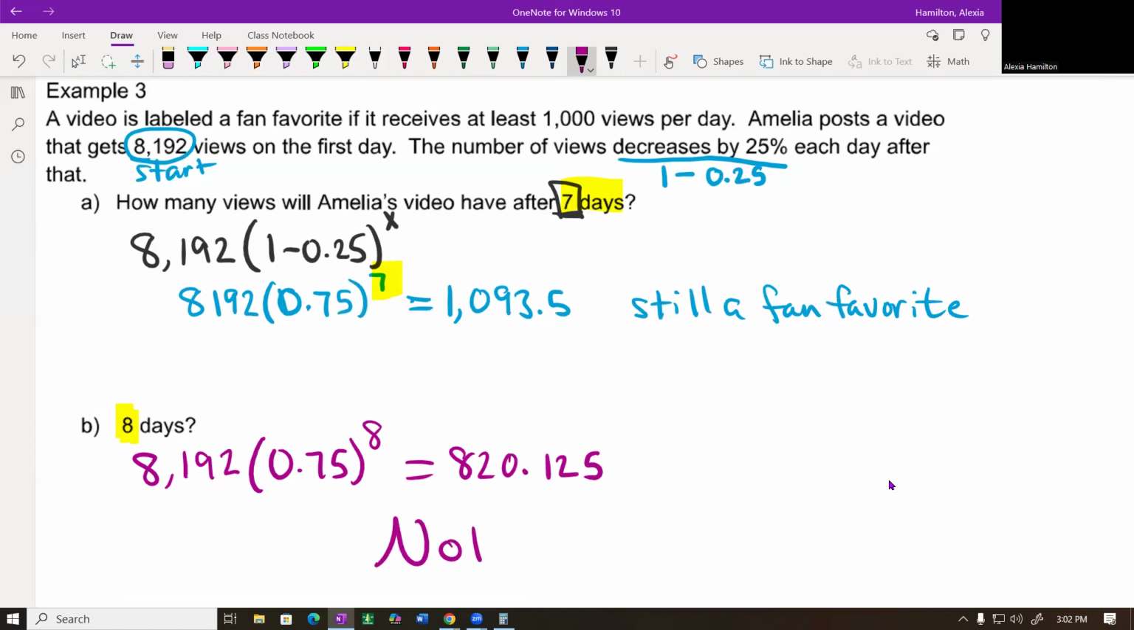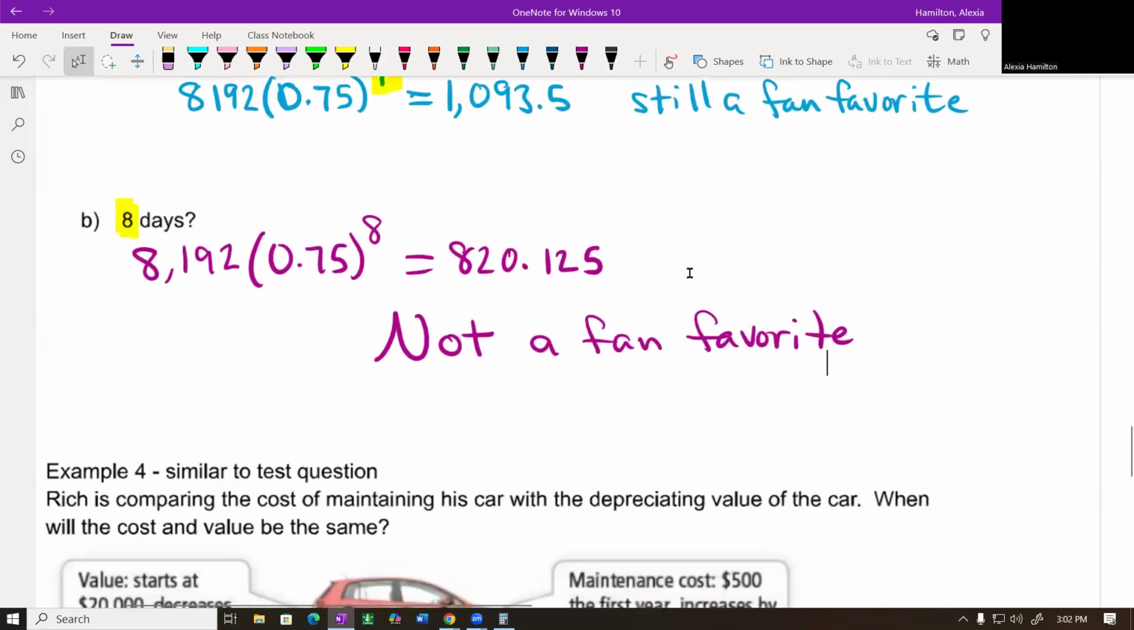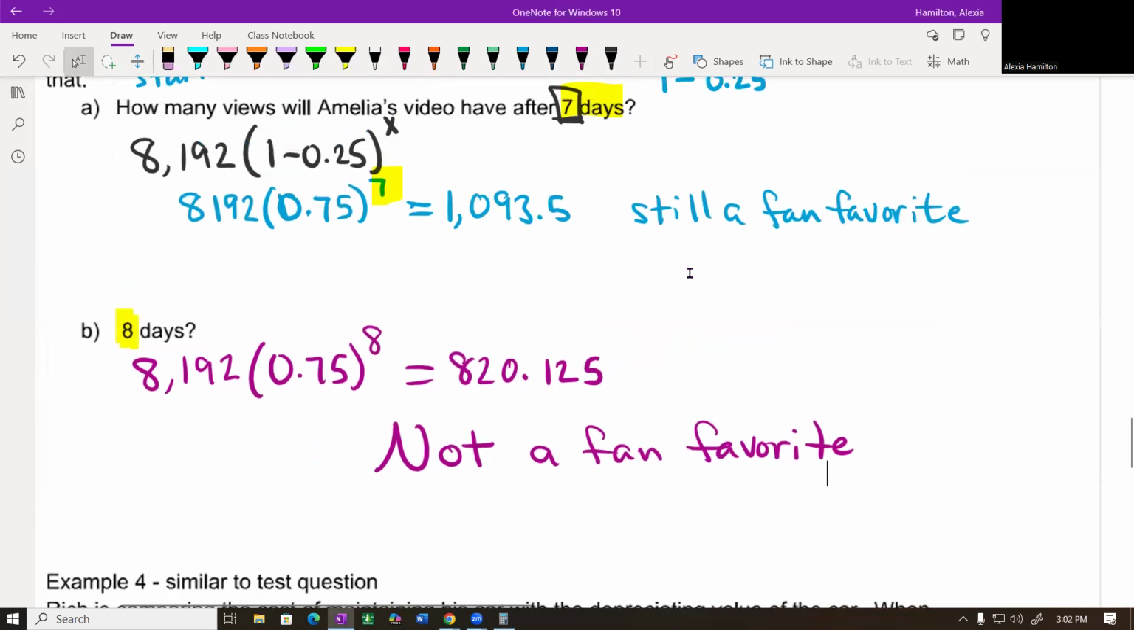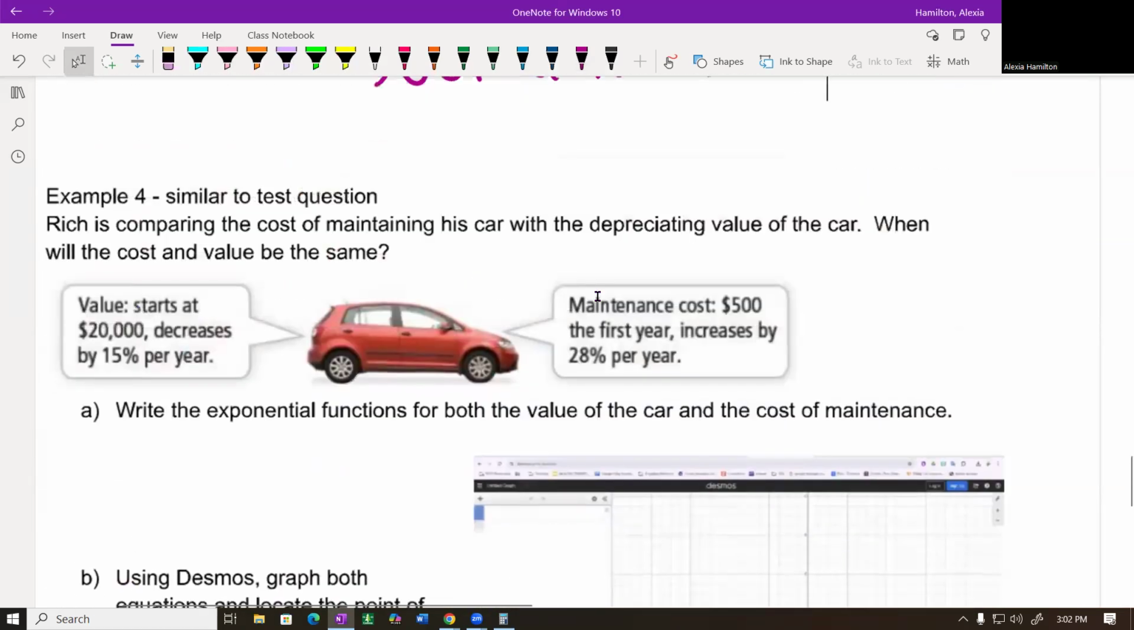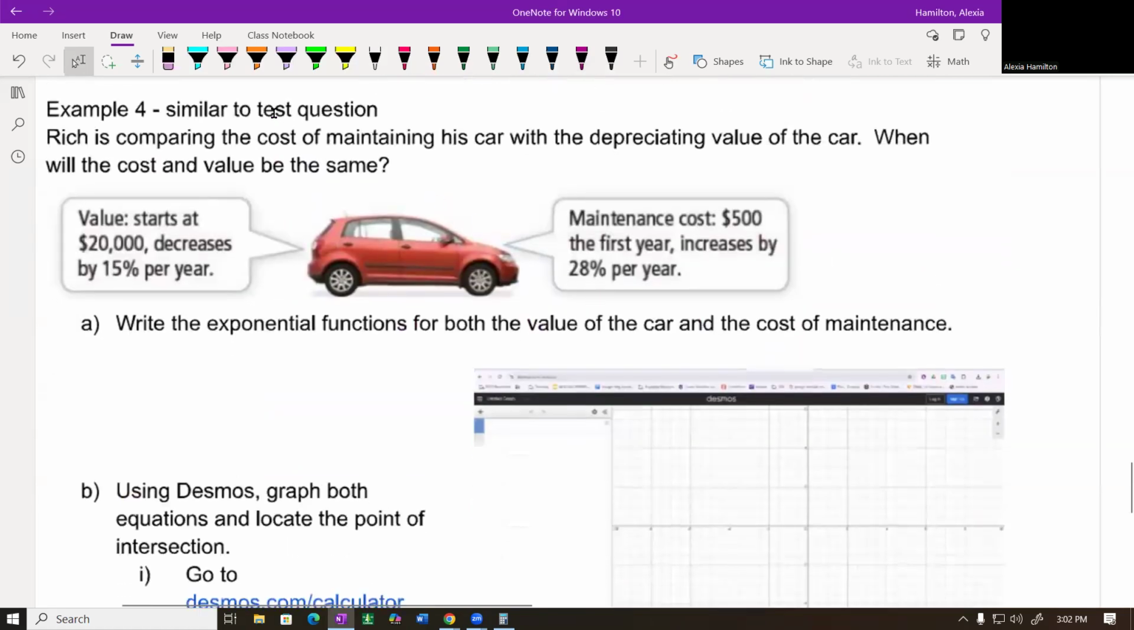Not a fan favorite. So somewhere between day 7 and day 8, poor Amelia lost her fan favorite title. And we could find it if we wanted to use Desmos, but that's for example number 4, which is similar to a test question.